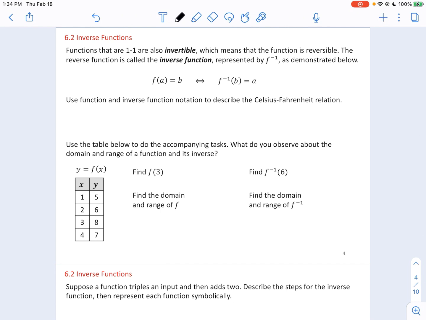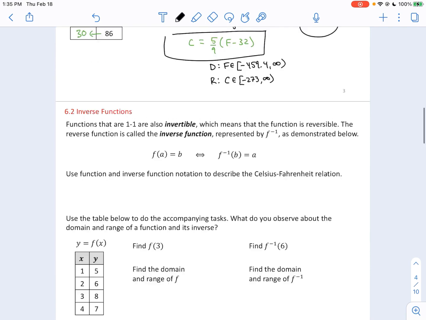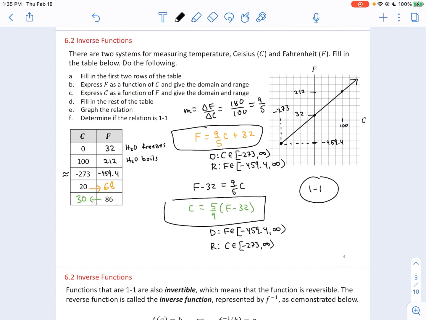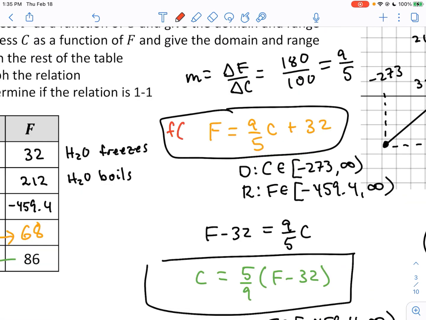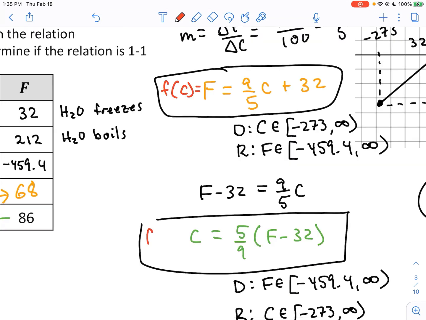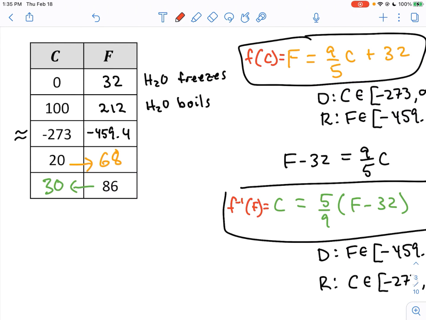The reverse function is called the inverse function, represented by f raised to the minus 1, as demonstrated below. So if you have a function that takes you from a to b, then the inverse function will take you from b back to a. It just reverses the flow. So we could have said that in the case up here, this is my function of c, which gives me degrees Fahrenheit. So this function down here we'd call the inverse function, and it inputs capital F. Going this direction, we use little f. Going that direction, we use the inverse function.